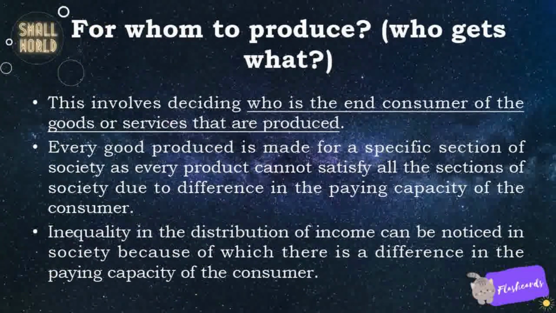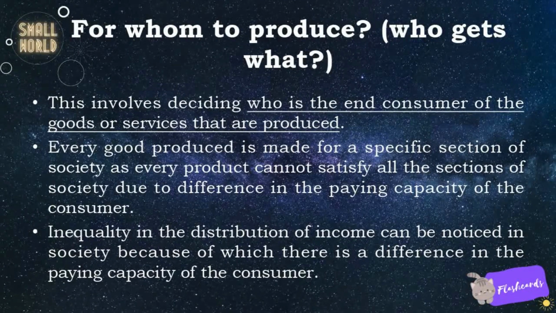For whom to produce? Who gets what? This involves deciding who is the end consumer of the goods or services that are produced. Every good produced is made for a specific section of society, as every product cannot satisfy all the sections of society due to difference in the paying capacity of the consumer. Inequality in the distribution of income can be noticed in society, because of which there is a difference in the paying capacity of the consumer.